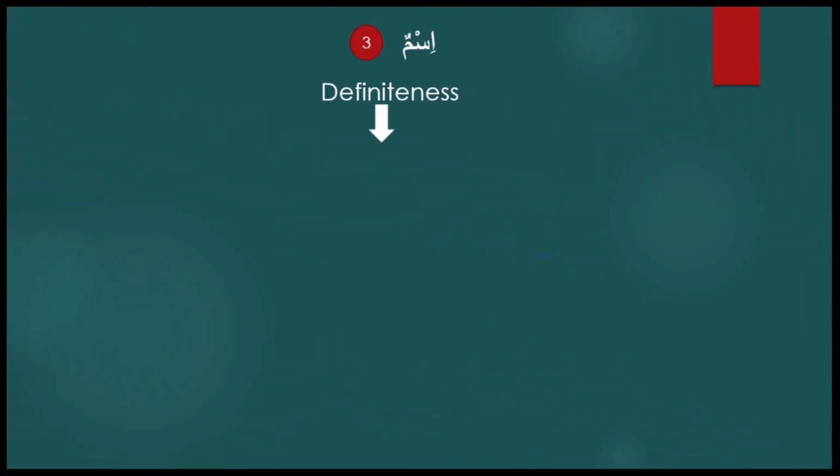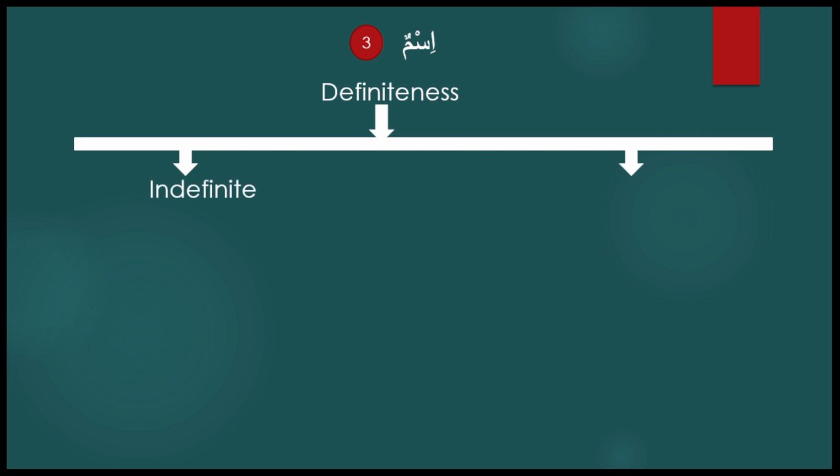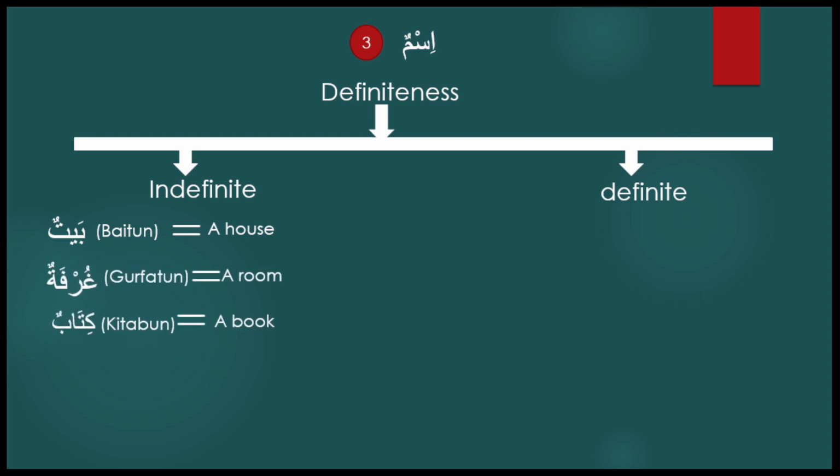So definiteness in Ismun means the indefinite and definite noun. Indefinite noun examples are baitun, a house; ghurfatun, a room; kitabun, a book. These two dhammas at the last letter of the word indicate indefiniteness. It also indicates a, as there is no a in Arabic like in English. So we have to remember that the double dhamma at the end of the noun indicates a.